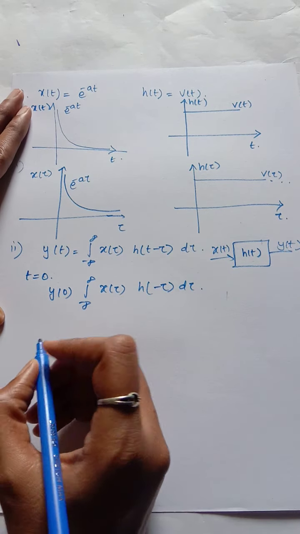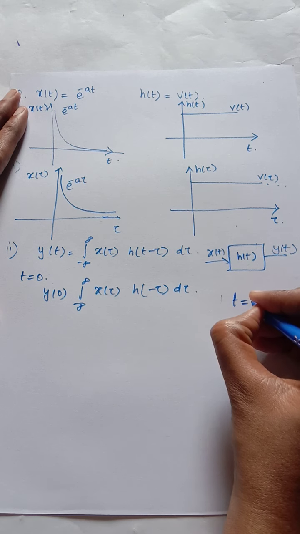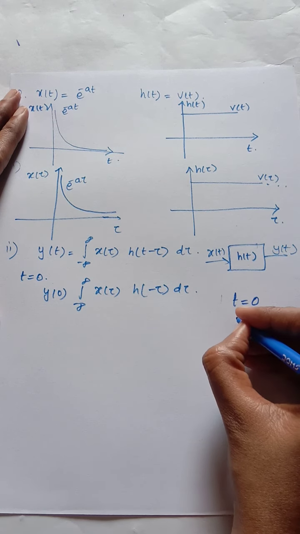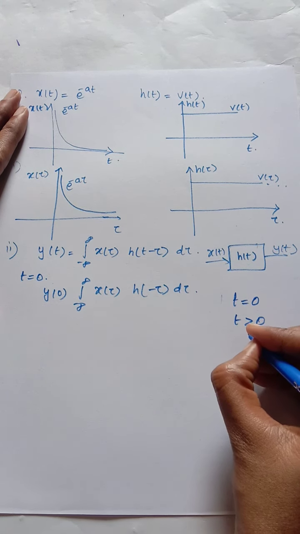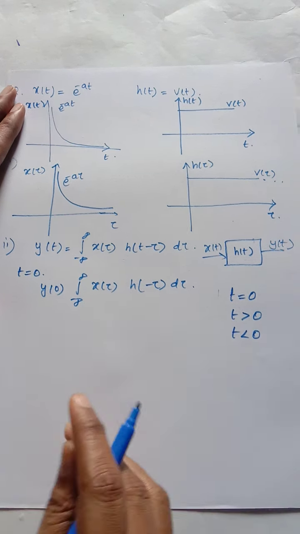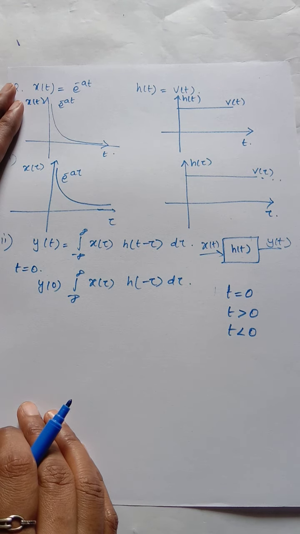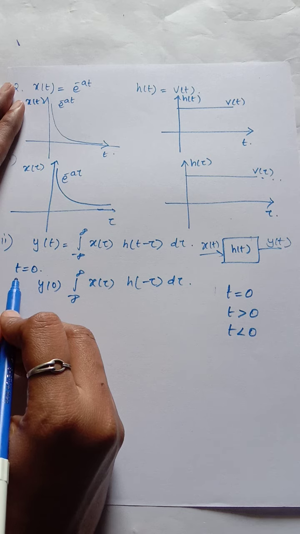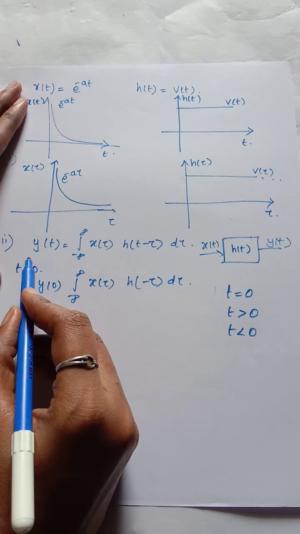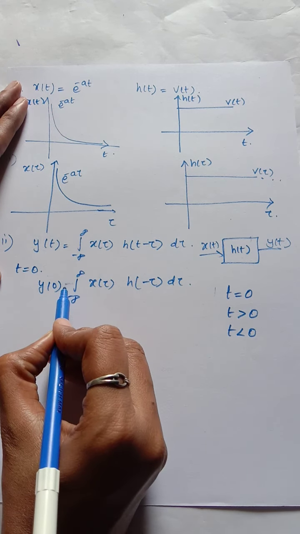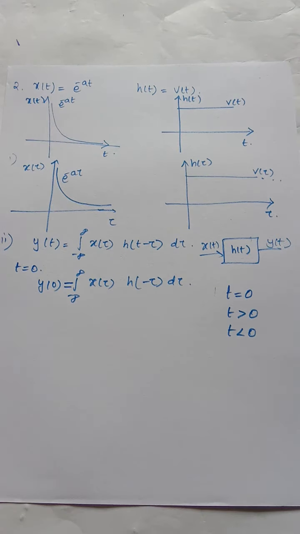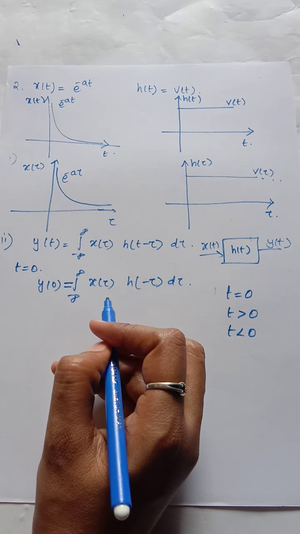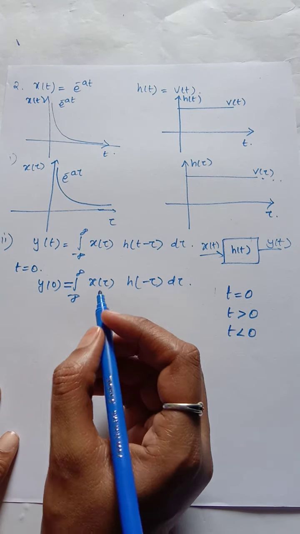So in this case, we need to consider cases: t equal to 0, t greater than 0, and t less than 0. These three conditions we need to find out. I am going to first find out t equal to 0. So this is the convolution formula: y of 0 is equal to the integral from minus infinity to infinity of x of tau h of minus tau d tau.